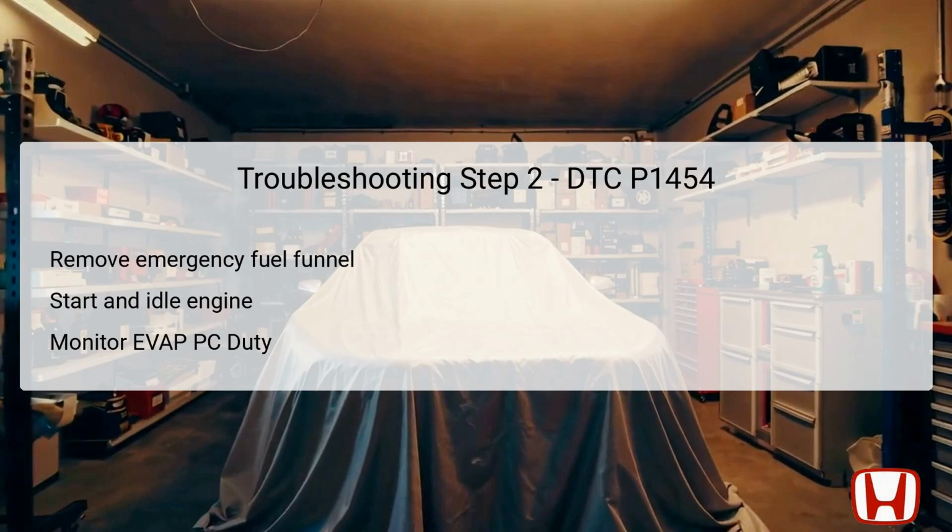It's crucial to maintain the engine speed at approximately 3,000 RPM and monitor the EVAP PC duty, or purge control duty, which needs to be at 20% or more for at least 4 minutes. This step is necessary to identify if the DTC or related issues persist while the engine is idling, as this allows for better understanding of the EVAP system's operation under controlled conditions.